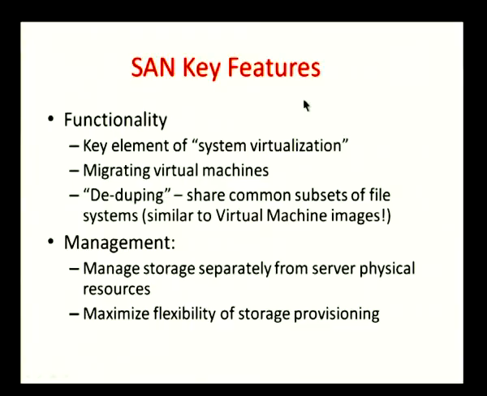When you consider the key features of SAN, the first thing is system virtualization. The second one is migrating virtual machines. It is possible to migrate the virtual machine itself, because a virtual machine is also an image stored there. Once you have the snapshot, you can just transfer it. Then deduping, that means sharing common subsets of the file systems. It is more or less similar to the virtual machine images, and the management part of the SAN is managing the storage separately from server physical resources, and also maximizing the flexibility of the storage provisioning.